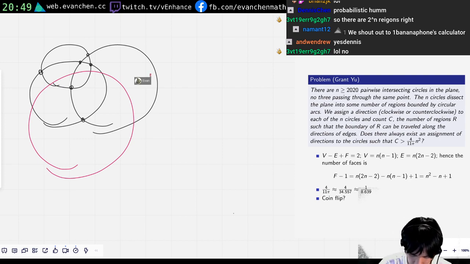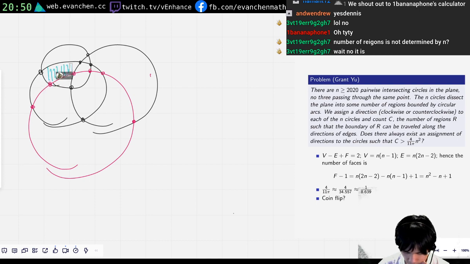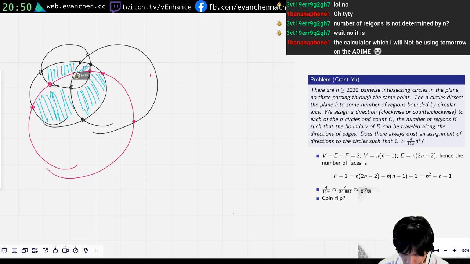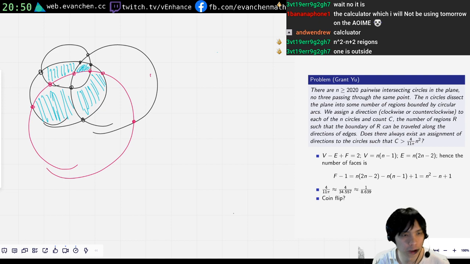The problem is you start getting non-triangles, and the non-triangles are not great. So this one's a quadrilateral. This one is a quadrilateral. Yeah, you get a bunch of quadrilaterals. I don't like it. The number of regions is determined by n because V minus E plus F equals 2. Wait, are there 2 to the n regions? Did I mess up? No, okay. Fine. N squared, well, plus 2 if you count the unbounded region, which I'm assuming is not being counted.